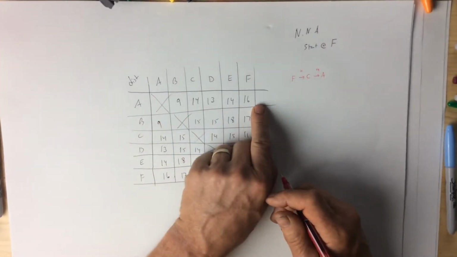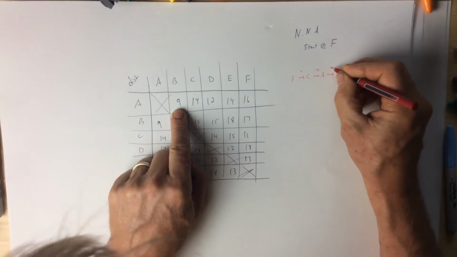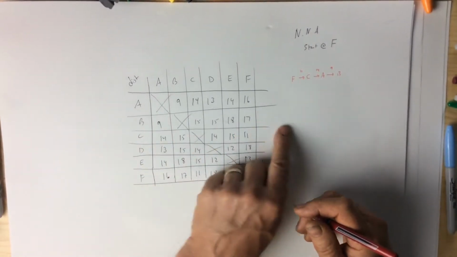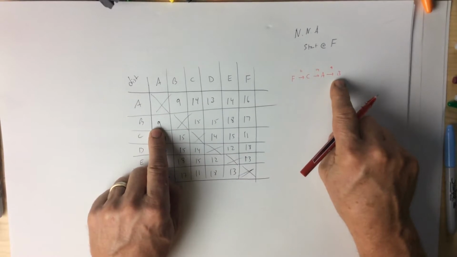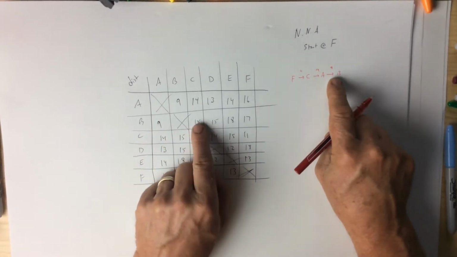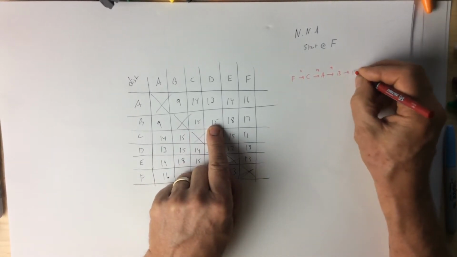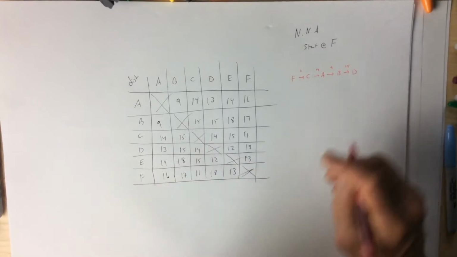Now I'm at A, and the smallest number for A to go to is B for 9. Now I'm at B, and the smallest number is 9, but that's where I came from, B to A. I've already been there. Two 15s. I've already been to C, can't do that. So I have to go to D. That's a cost of 15.